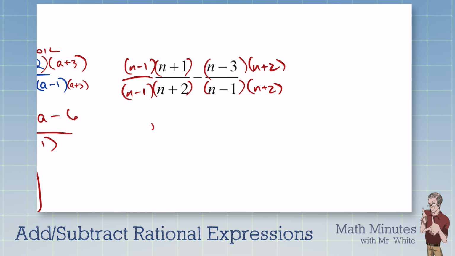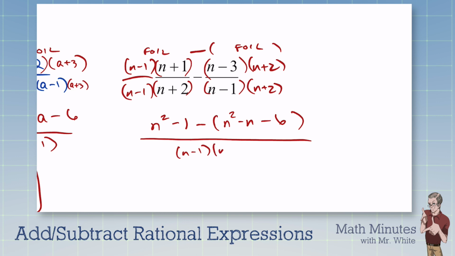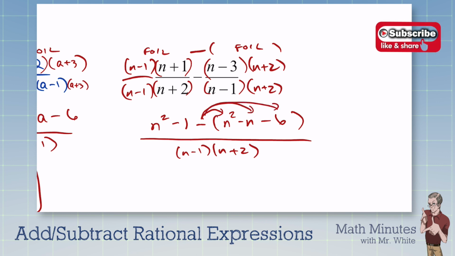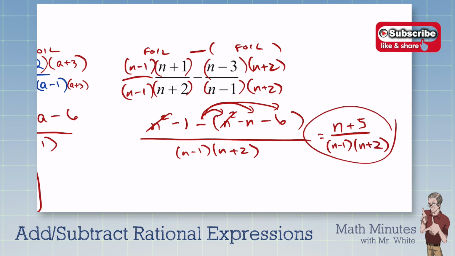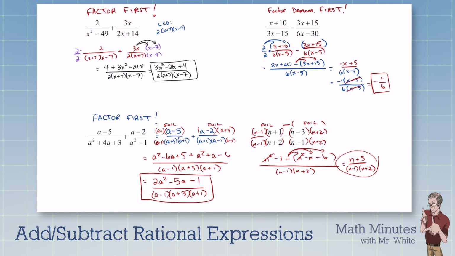All right, so now we go ahead and FOIL, we subtract, and we FOIL over here. Don't forget about that subtracting in the parenthesis. So we get n squared minus 1 minus, here's my parenthesis, n squared minus n minus 6 all over n minus 1, n plus 2. And then if we distribute the minus sign on everything, the n squares end up canceling. And you get n, and it'll become plus 6. So n plus 5 all over n minus 1, n plus 2. And you can go ahead and circle that. That's the answer there.